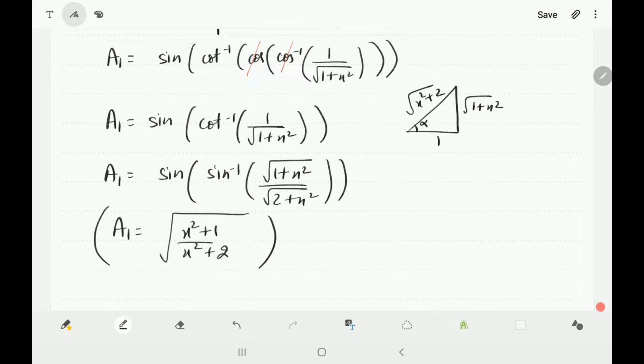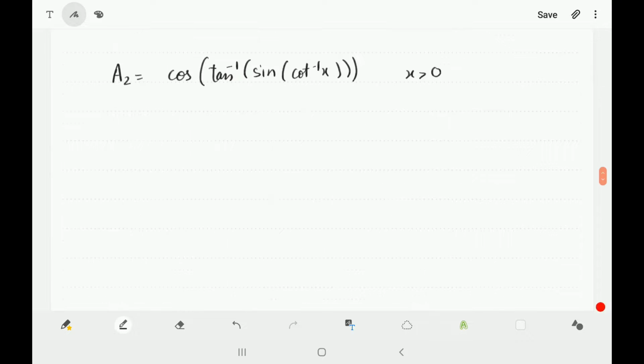Now let's try to find the value of a2. a2 is cos of tan inverse sine of cot inverse x. So we'll try to convert cot inverse into sine inverse. Let's consider this as theta. So this will be 1 and this side will be x, because cot theta will be equal to x. This is 90 degree. So the hypotenuse will be under root of x square plus 1.